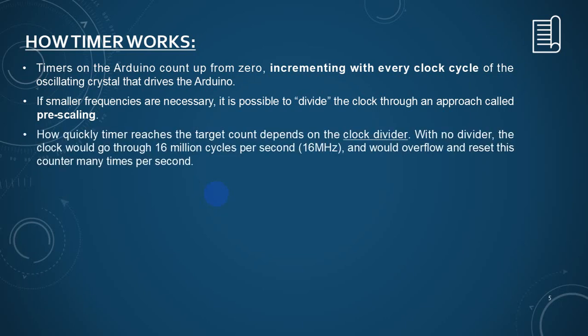As a result, what do we get? As we divide the main frequency, the cycle time of each clock increases. Okay. So how quickly the timer reaches the target count depends on the clock divider. With no divider, the clock would go through 16 million cycles per second and would overflow and reset this counter many times per second.